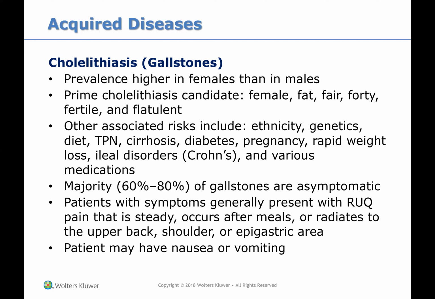So I gotta just make sure that I'm taking care of myself. Other associated risk findings are ethnicity, genetics, diet, TPN, cirrhosis, diabetes, pregnancy, rapid weight loss, Crohn's, or various medications. Most, 60 to 80% of the gallstones are asymptomatic, which is good. Patients with symptoms generally present with right upper quadrant pain that is steady, occurs after meals, or radiates to the upper back, shoulder, epigastric area, and some patients may have nausea and vomiting.